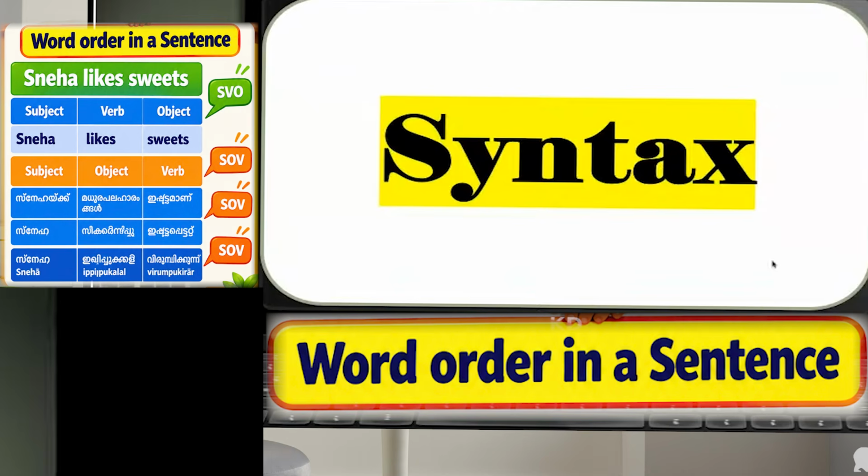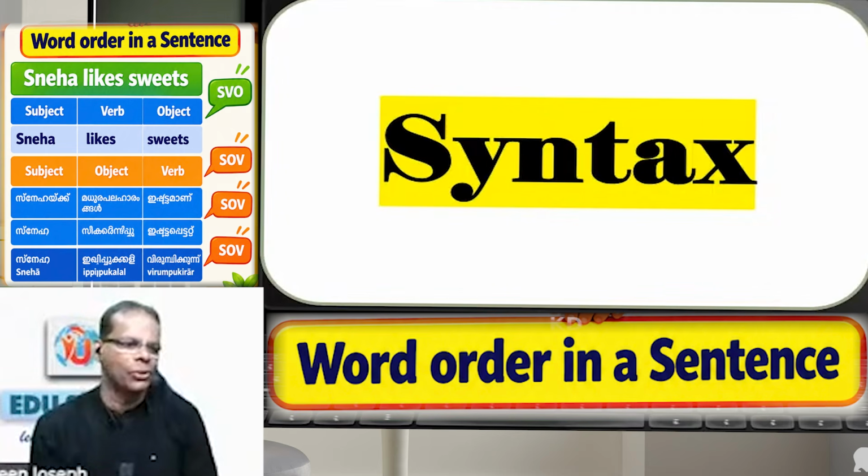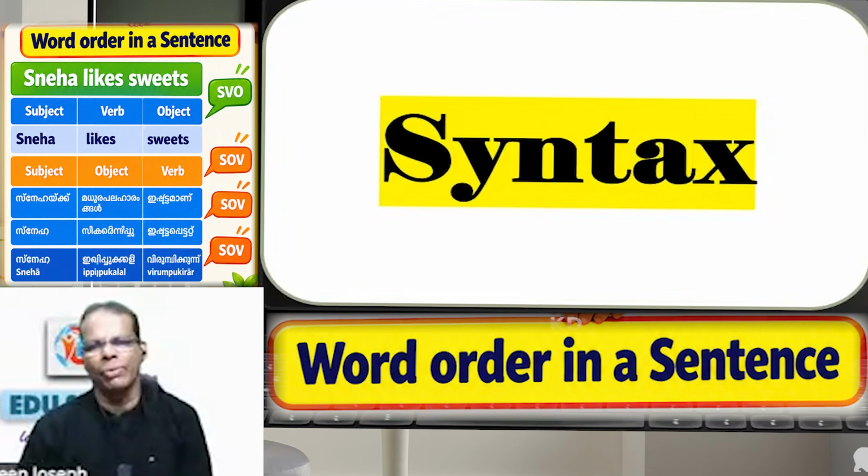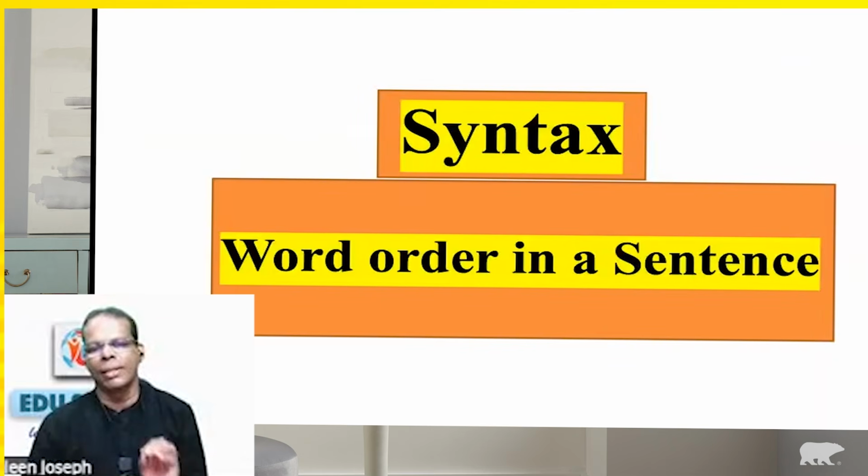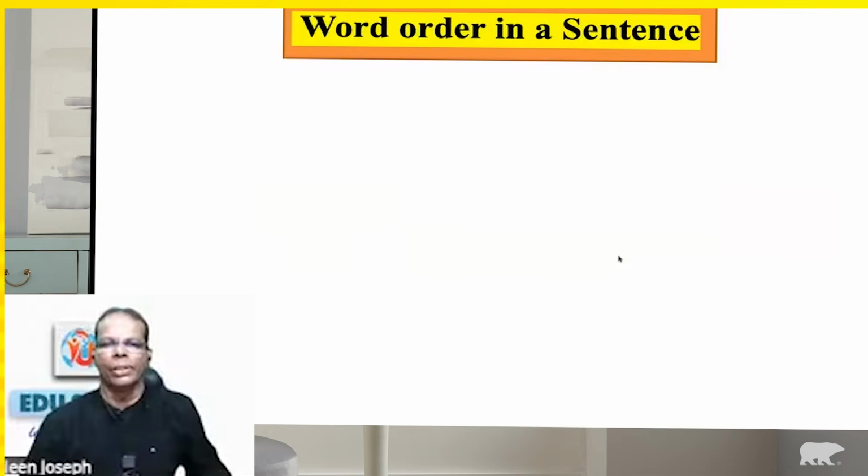Syntax means the word order. Basically, to understand English, you should know what a word order in a sentence is. Now, we will see the basics just to give you a clear idea where you have to start. This is essential to understand any paragraph or any text. Syntax means the word order in a sentence. There is a particular order of words in a sentence.